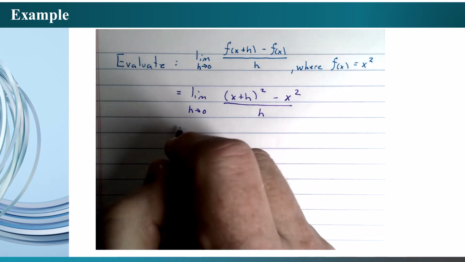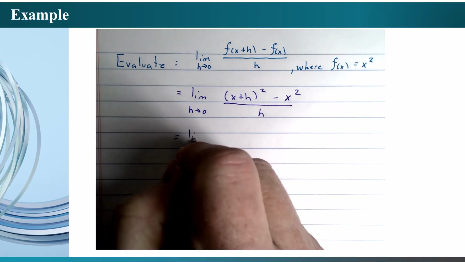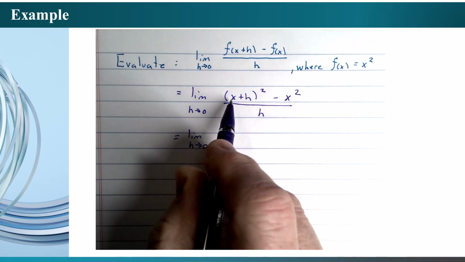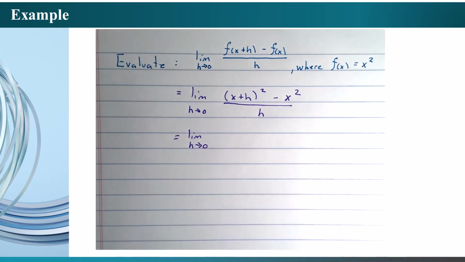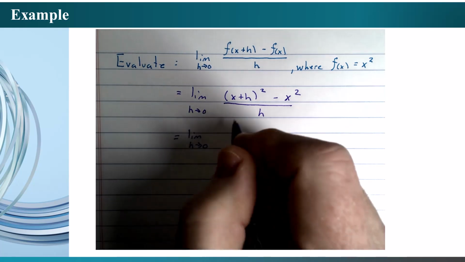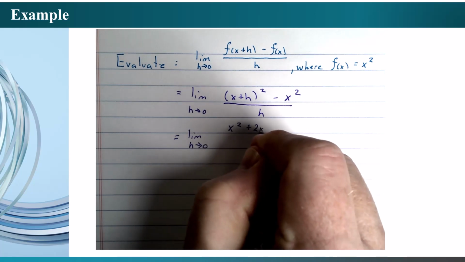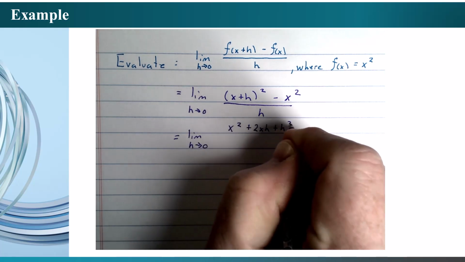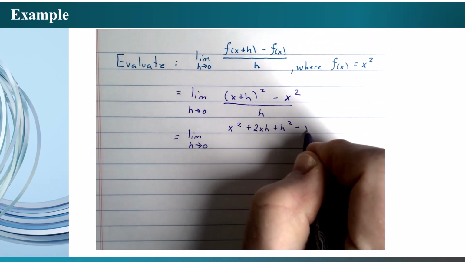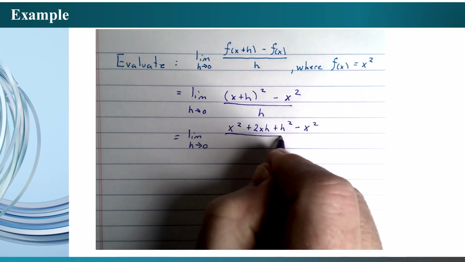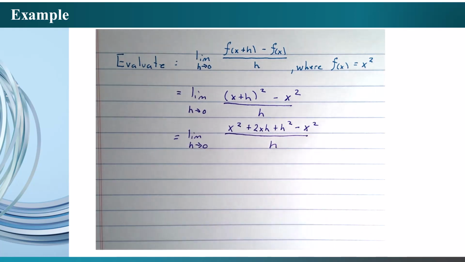Well, now let's see if we can expand this out some. I'm going to rewrite this as the limit as h goes to 0. Let's see, x plus h squared would just be x plus h times x plus h, which is going to give me x squared plus 2xh plus h squared. And we're subtracting off x squared up here. And all of that goes over h.